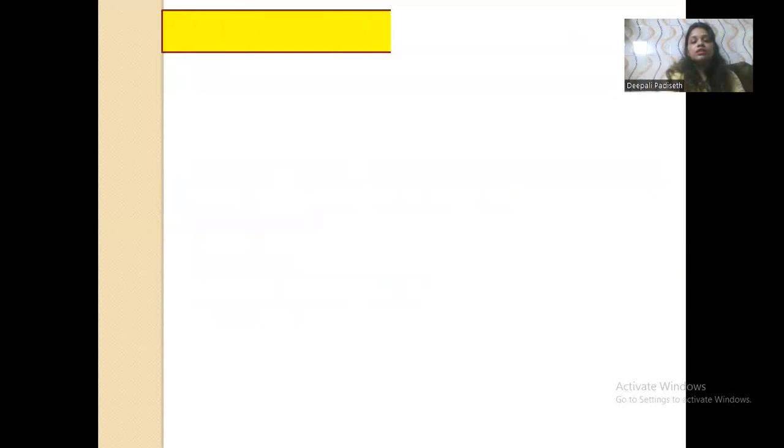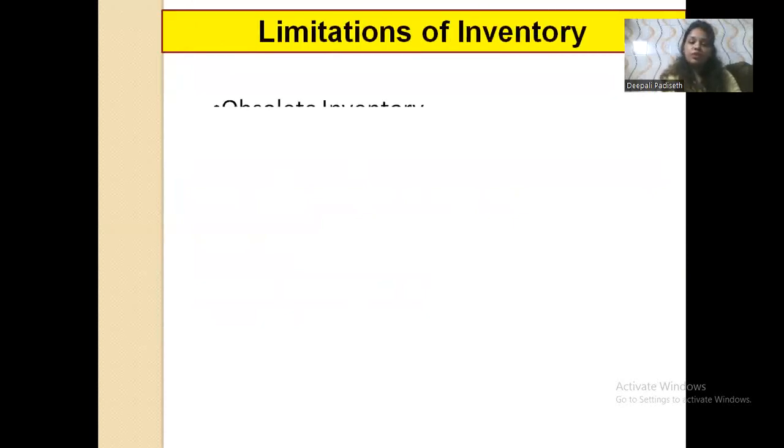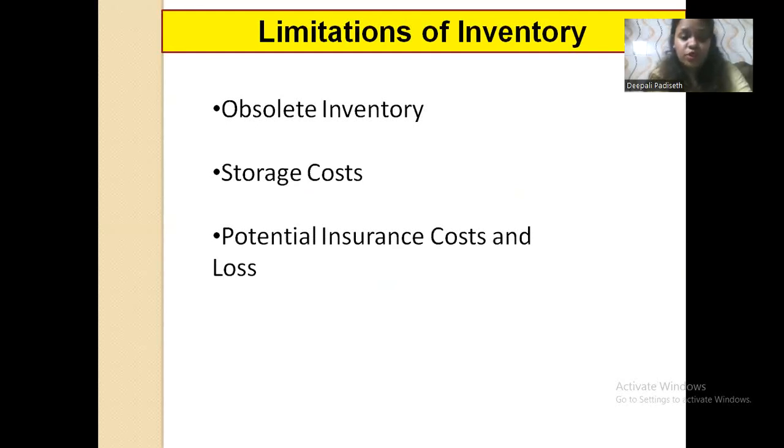Next is limitations of inventory. The limitations are obsolete inventory, storage costs, potential insurance costs and loss, and tying up capital. Overstocking on products runs the risk of the product becoming obsolete. This is true especially in technology sectors such as smartphones and televisions, but no industry is exempt.